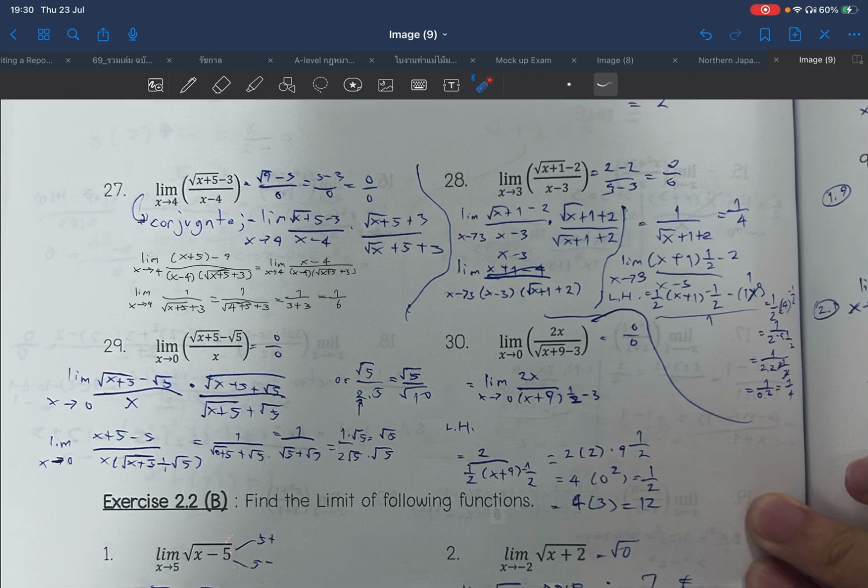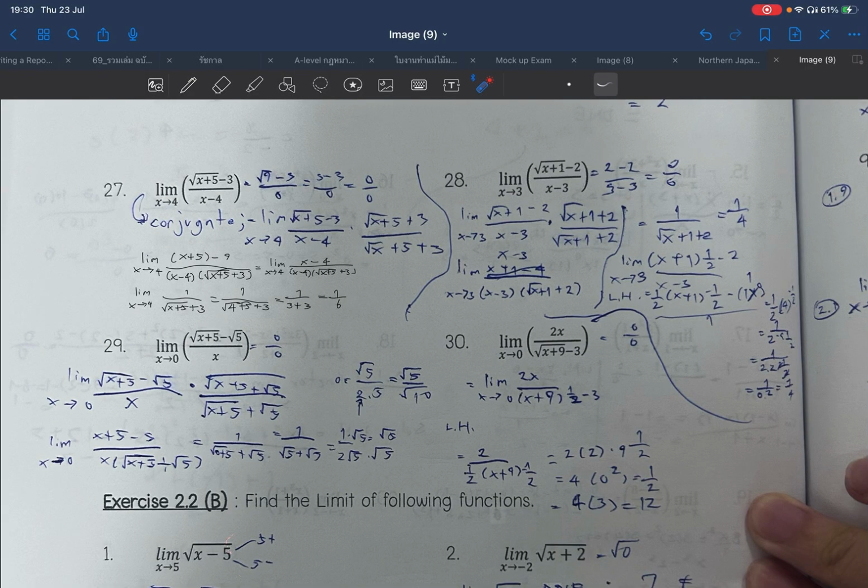Question 29. So, give me a second. Alright, I get it. So substitution gives 0 out of 0, so we multiply by the conjugate.